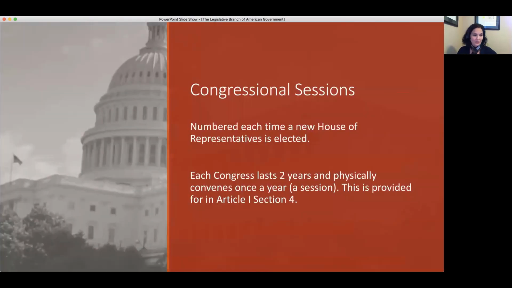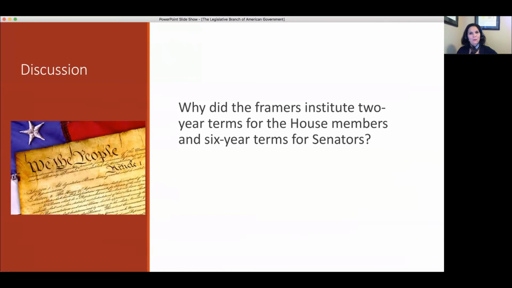Now, congressional sessions are numbered each time a new House of Representatives is elected. Each Congress lasts for 2 years and physically convenes once a year, a session. This is specifically provided for in Article 1, Section 4 of the U.S. Constitution. So let me ask you this: why did the framers institute 2-year terms for the House members and 6-year terms for the senators? Let me leave you with a few thoughts to consider.